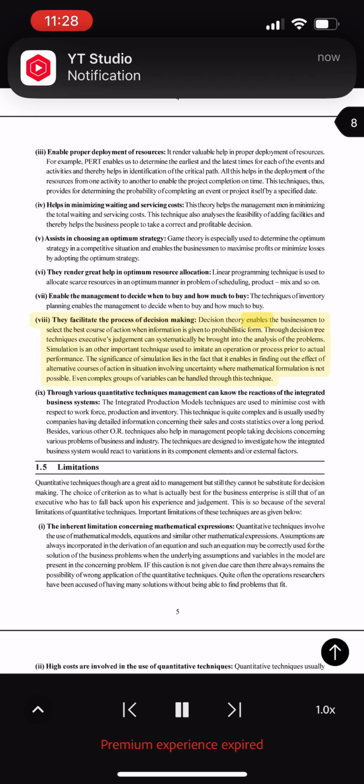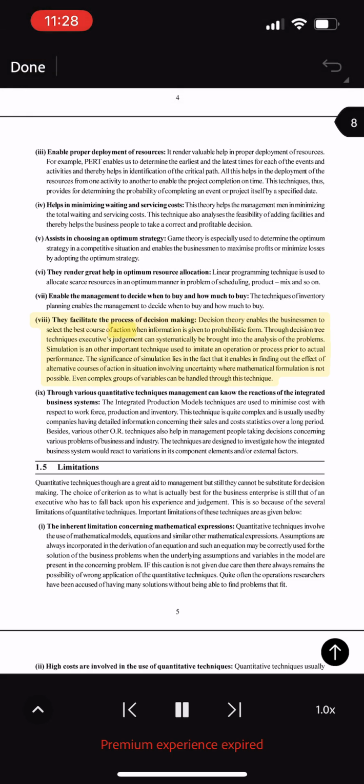Decision theory enables the businessmen to select the best course of action when information is given in probabilistic form. Through decision tree techniques, executives' judgment can systematically be brought into the analysis of the problems.